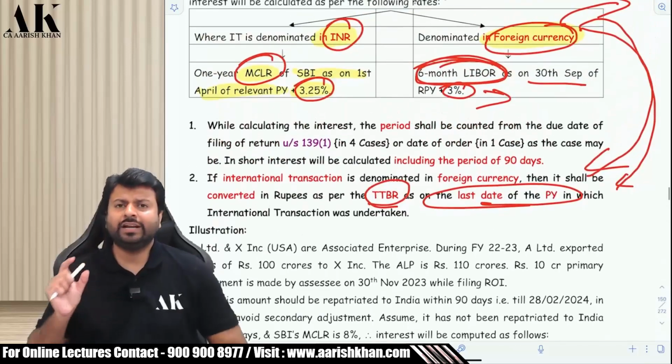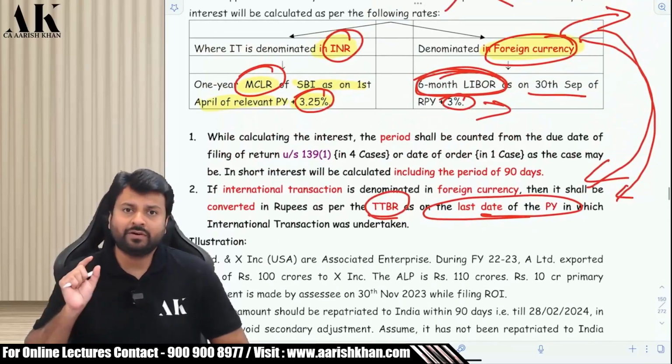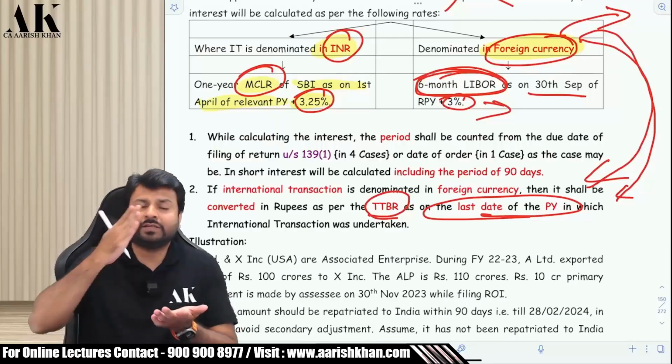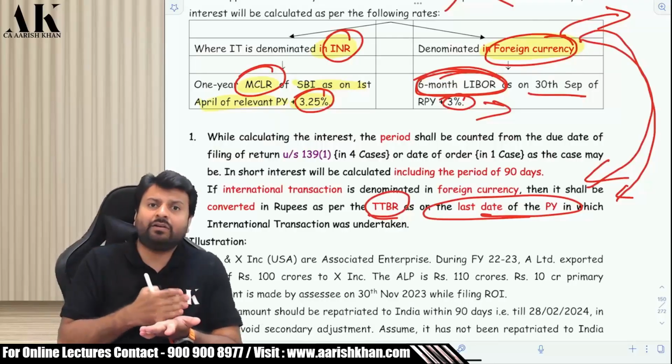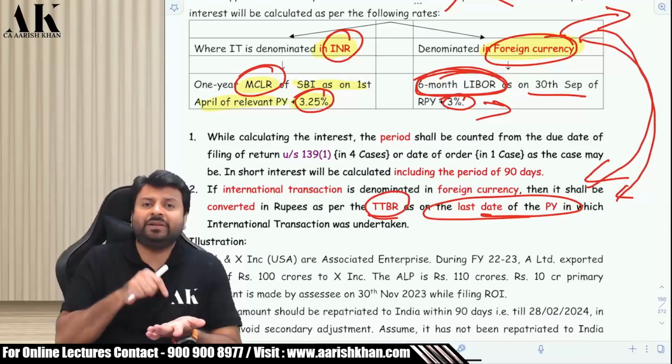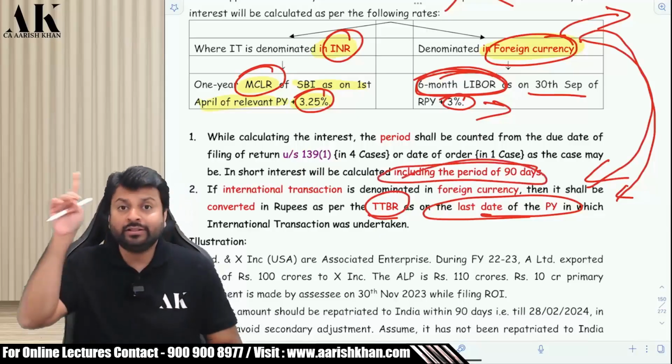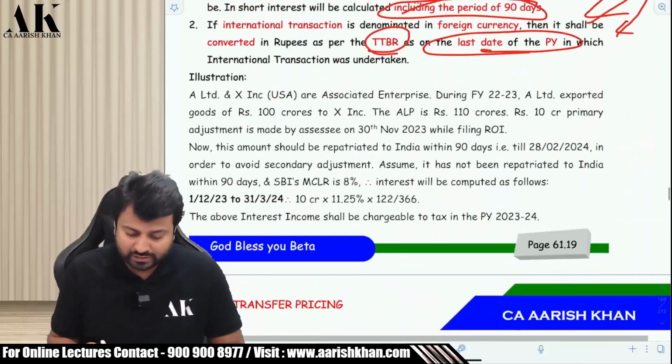Sir, while calculating the interest, you also have to consider the period. From when will the period be counted? The period will be counted from the due date of filing of return, and not from the date of order. It means the period will include those 90 days. Including those 90 days, you have to charge the interest. Okay. So here you can see the example.